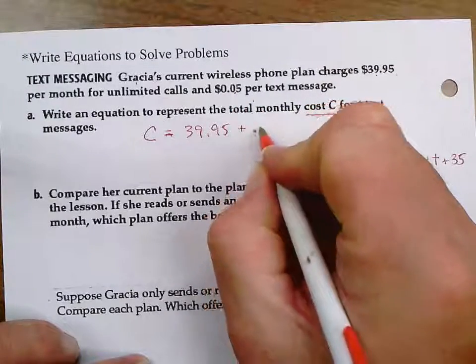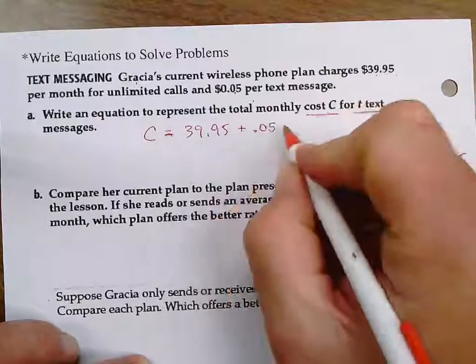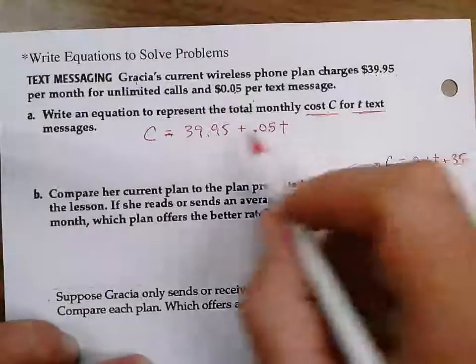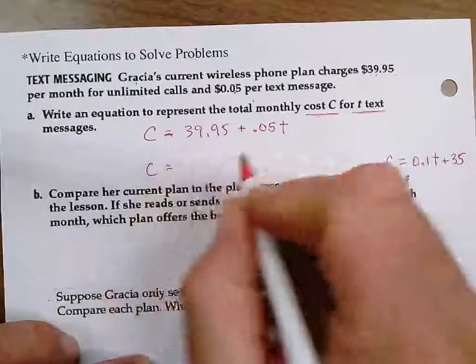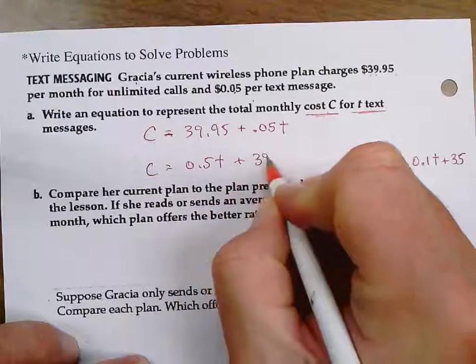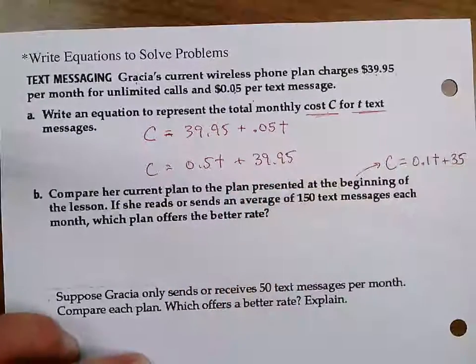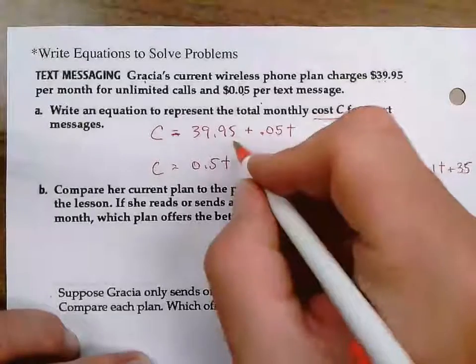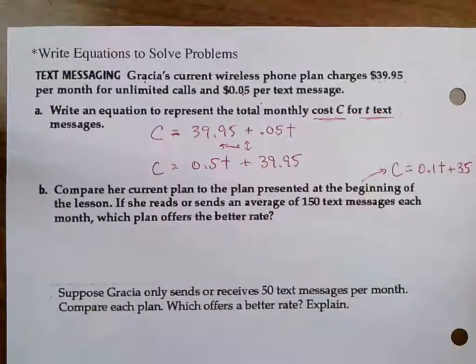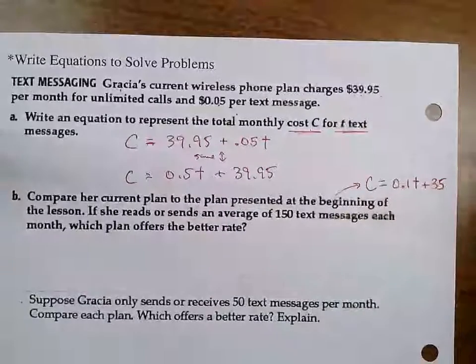So I'm just going to go 0.05 text T. Technically, can I switch it around to put it in slope-intercept form? Just realize that these are the same thing. These two equations are equal. I just switched it around to make it actually in slope-intercept form. So these are the same. Okay, so there's your equation for that.